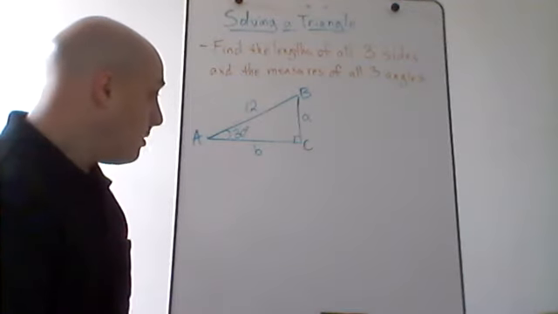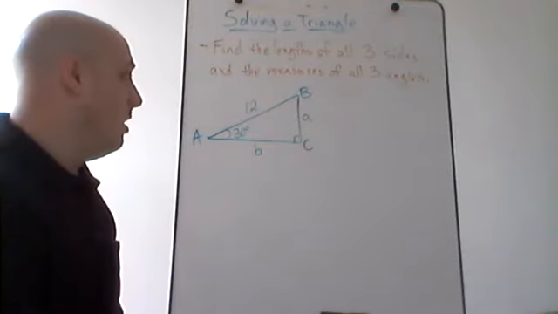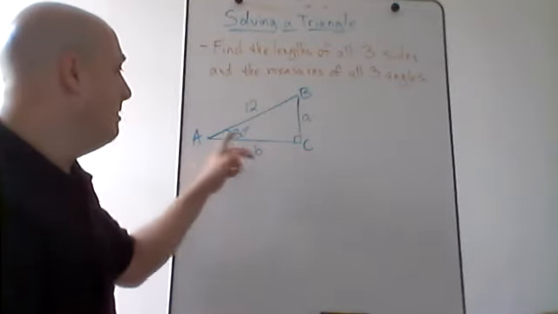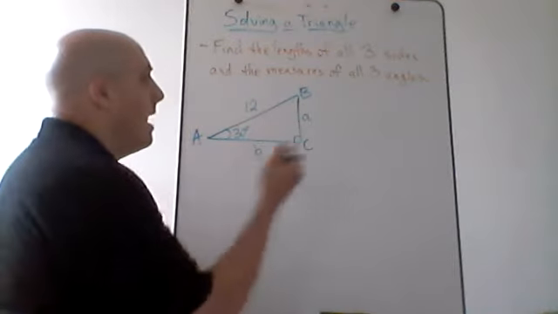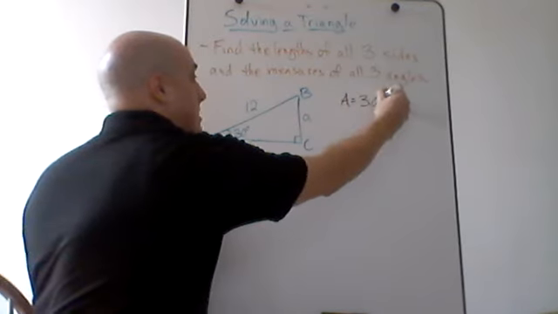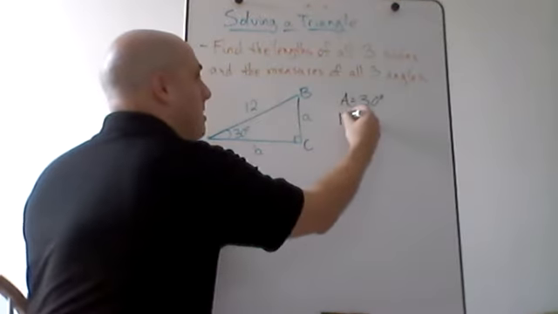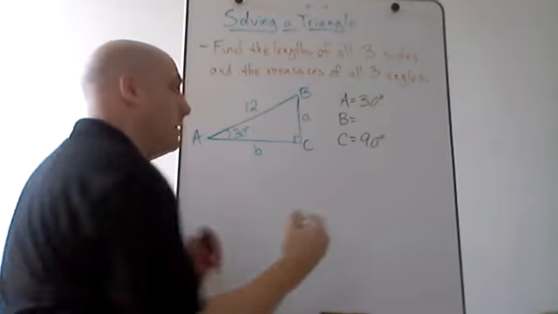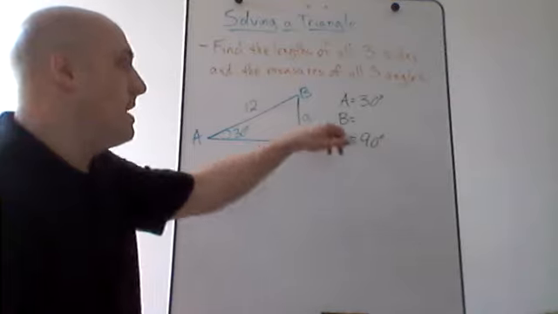Alright, so we need to solve for all of our sides and all of our angles. Probably the easiest thing to do is to solve for our angles first. I already know two of the angles. I know angle A is equal to 30 degrees, I'm given that. I don't know angle B, but I know that angle C, since it's a right angle, is going to be 90 degrees. So what does angle B have to be?